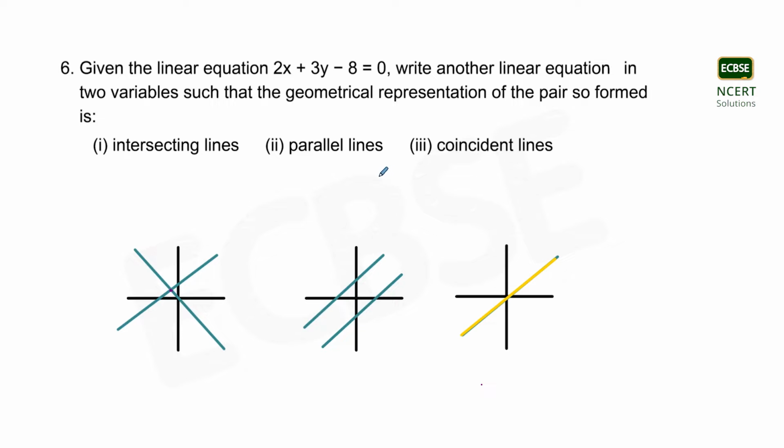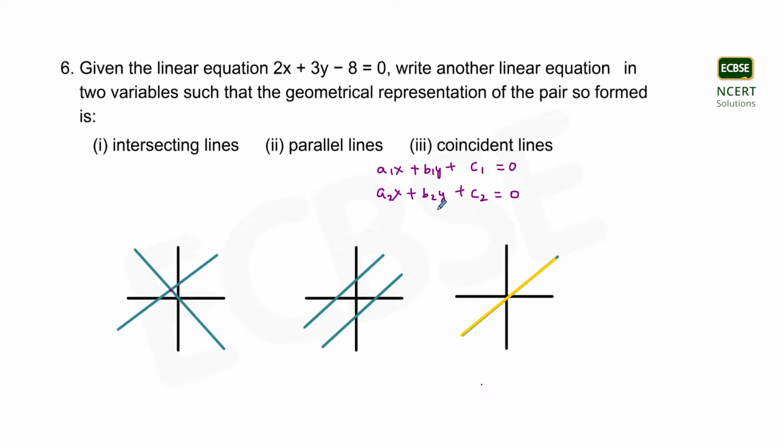Before doing this question, we will consider the standard form of the linear equations, which is a1x + b1y + c1 = 0, and the other linear equation be a2x + b2y + c2 = 0. Here we have considered a pair of linear equations which represent some lines. So, three conditions are possible for this pair of linear equations. What are these three conditions? Let us see one by one.